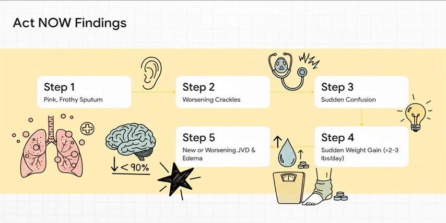2, worsening crackles, especially if that O2 sat is dipping below 90%. Think ABCs. This is an airway and breathing priority. 3, sudden confusion. This is a huge red flag that the brain isn't getting enough oxygen. 4, a sudden weight gain of more than 2 to 3 pounds in a single day. That's a massive fluid shift. And 5, any new or worsening JVD and edema. These are the highest priority findings you'll see on the test.